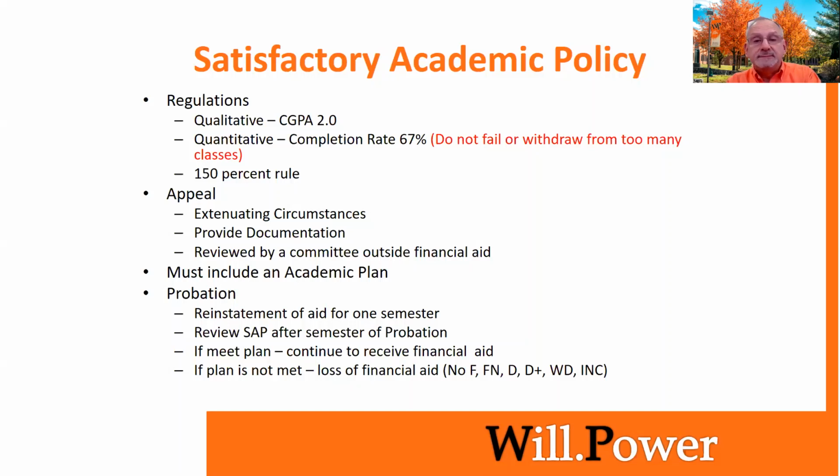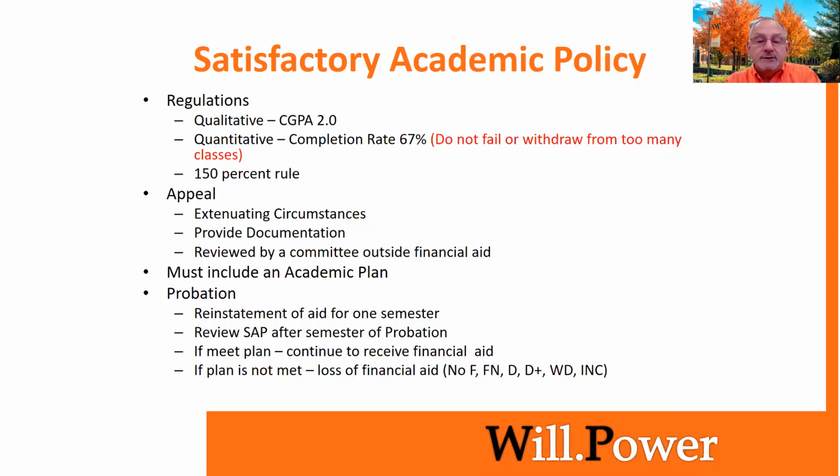You have a right to appeal if you don't meet any of these standards. But the appeal must be extenuating circumstances. That means there must be a sickness involved, or an accident, or perhaps the death of a parent, or a family situation. Extenuating means beyond your control. You must provide documentation to support the extenuating circumstance. The appeal will be reviewed by a committee outside the financial aid office, and then a decision will be made by that committee.